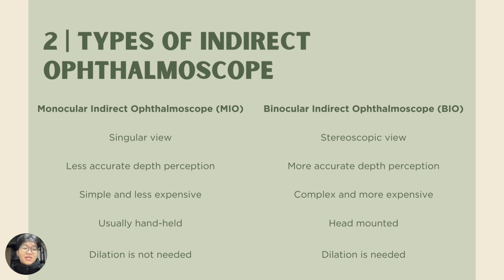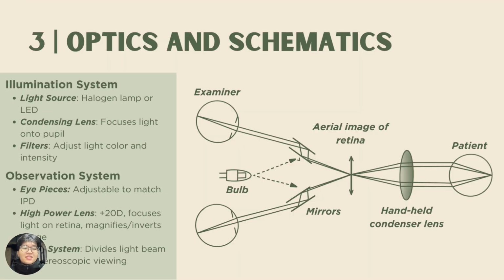Pupil dilation is typically necessary for optimal visualization with a BIO. Optics and schematics. Now, knowing the optics and schematics of this instrument will help us understand how the indirect ophthalmoscope works. Now, observe the ray diagram on the right.